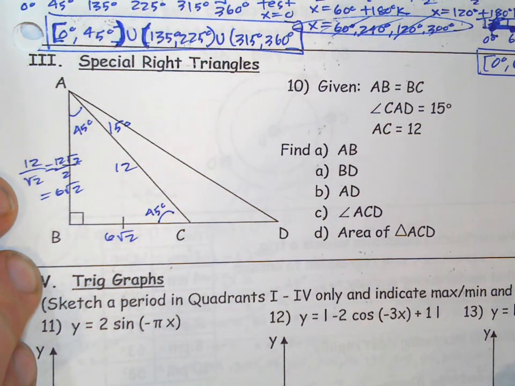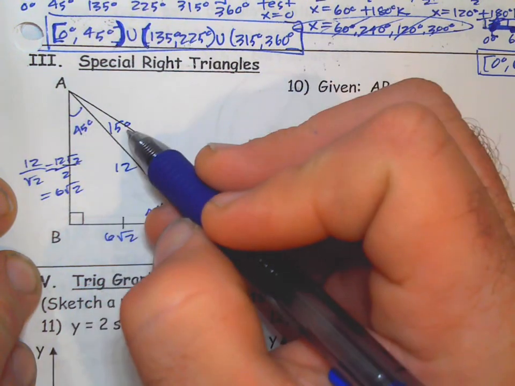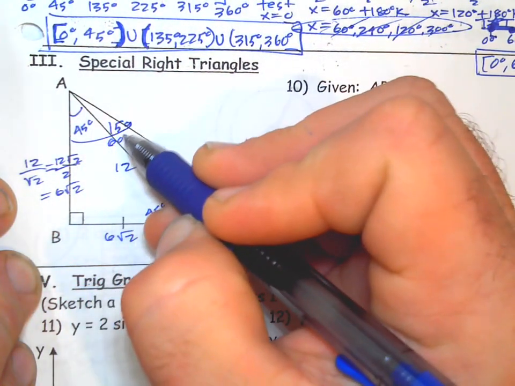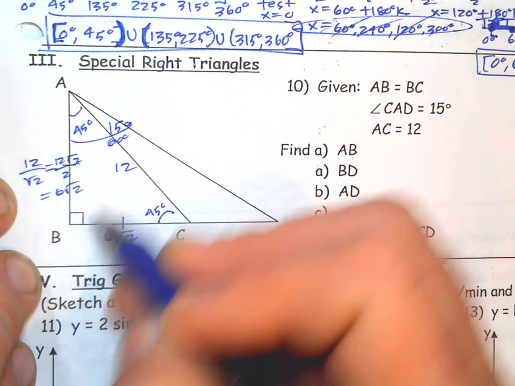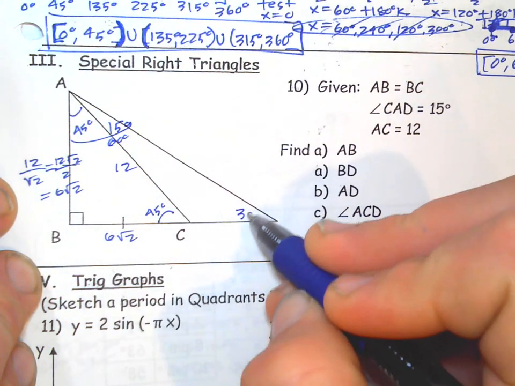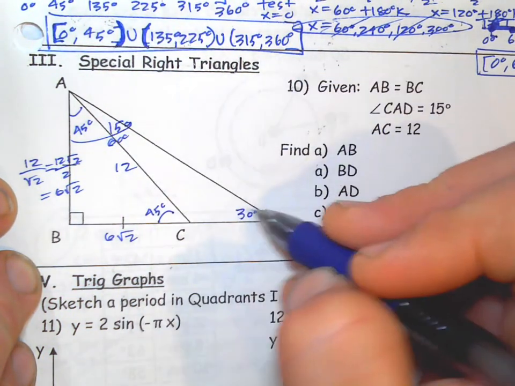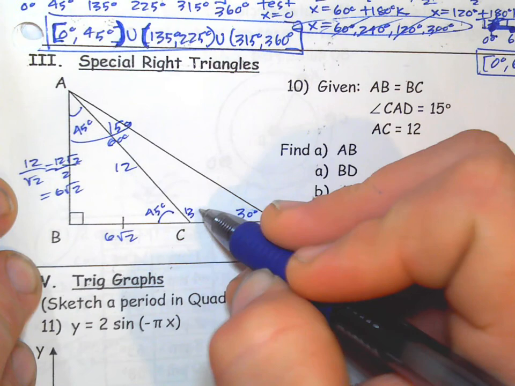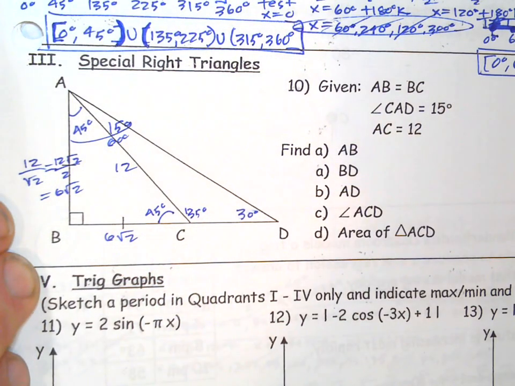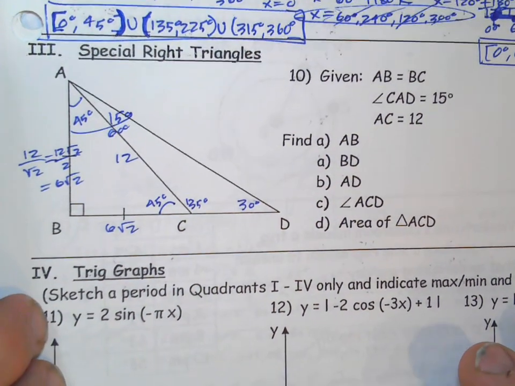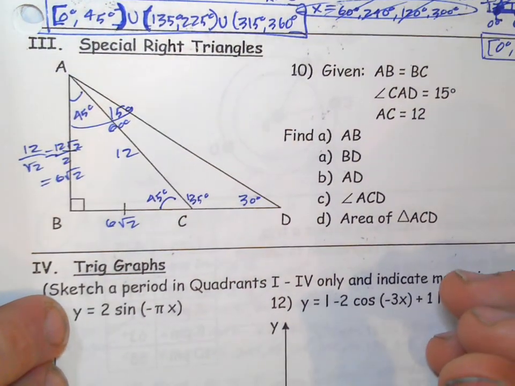Now, 45 and 15 together makes 60. So you see the big triangle here? That's a 60, 90. This has to be a 30, which also means that this has to be a 135 here. So I'm just finding everything I can, whatever is the easiest.